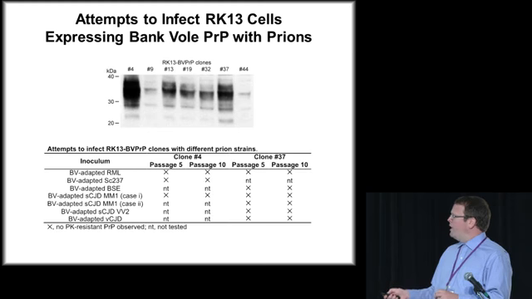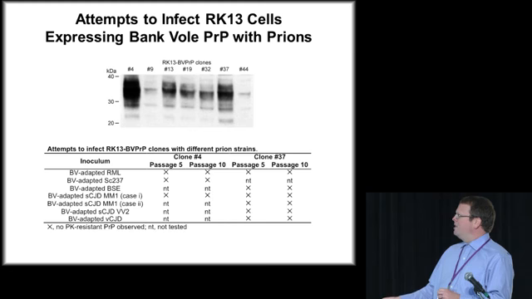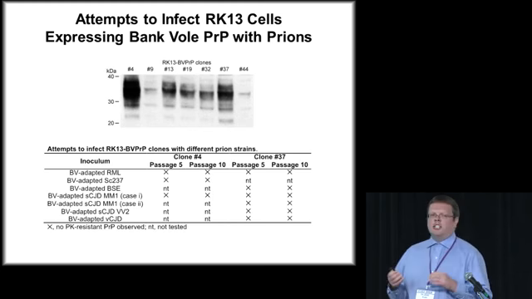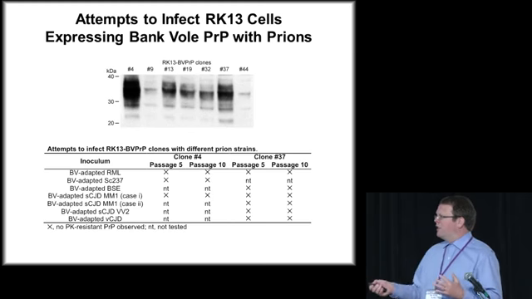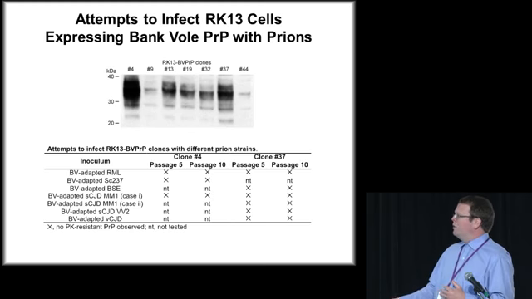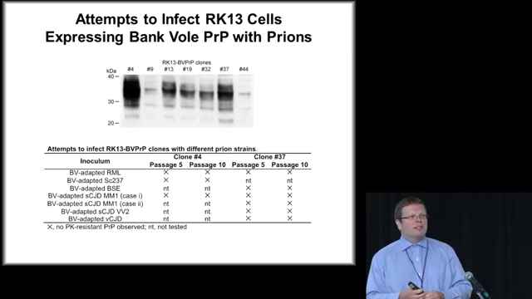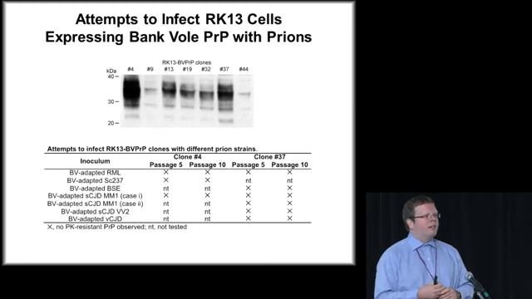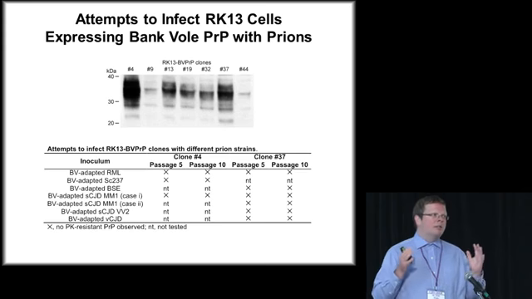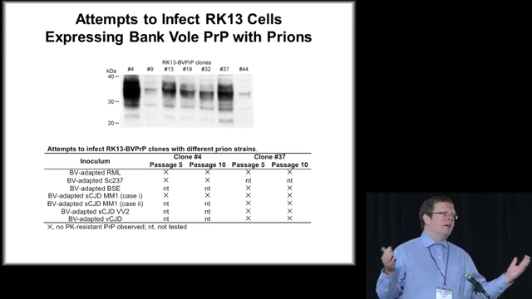We created these RK13 cells that express high levels of the Bankfull prion protein. We selected two clones, number 4 and 37, and then we challenged them with lots of different prion strains that had already been adapted to the Bankfull sequence. And basically found that nothing worked. The most likely explanation is this annoying problem that we get in prion disease research, that certain clones of cells work and some others don't.